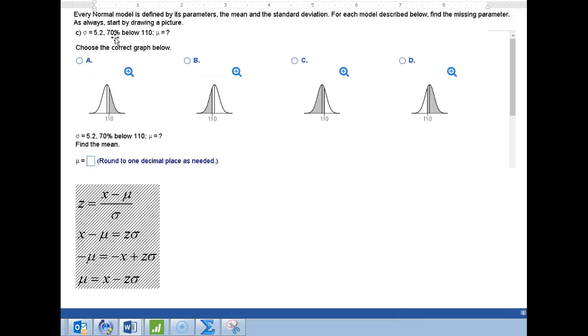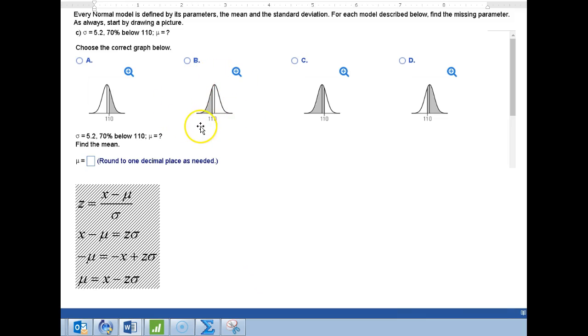Now 70% below 110, that means my shaded area has to be below 110, so it can't be this one because the shaded area is above. It can't be this one because the shaded area is above. So that leaves me with B and C. Okay, these have a shaded area below the 110, but my shaded area has to be 50%. Now, on a normal distribution, 100% of the area lies under the curve, but the curve is symmetric, and that means 50% of the area lies to the left and 50% of the area lies to the right.